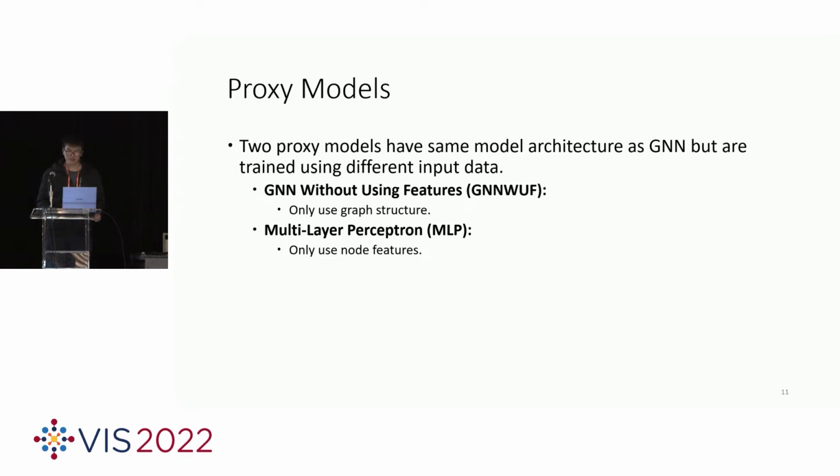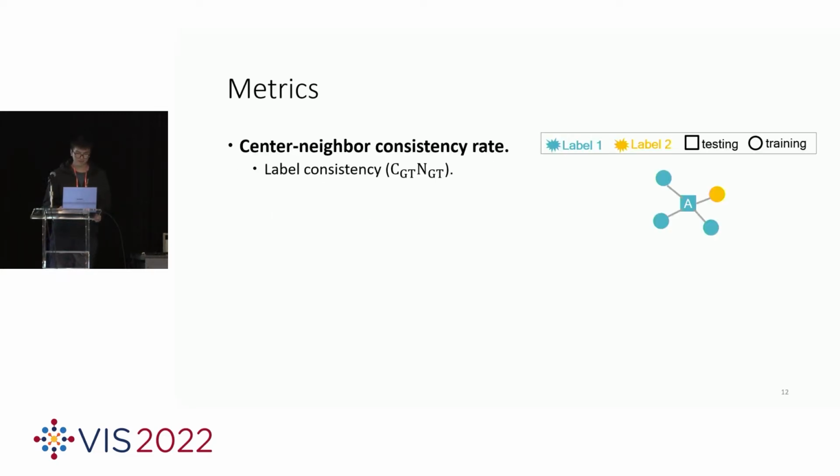Similar to an ablation study when evaluating GNN models, we define two proxy models which have the same model architecture as GNN but are trained using different input data. For the GNN using only structure, it only considers graph structure. For the multi-layer perceptron, it only uses node features. They can reflect the influence of graph structure and node features respectively.